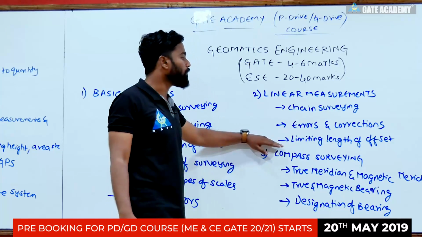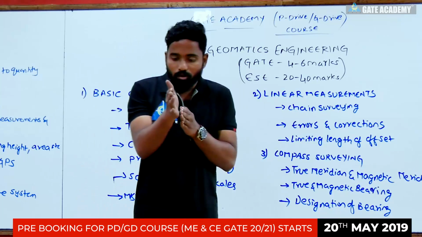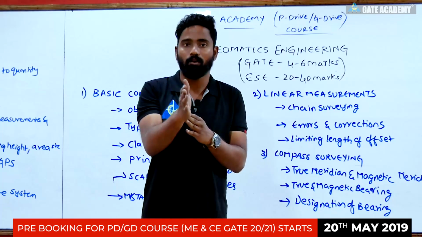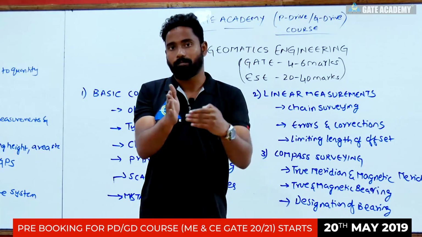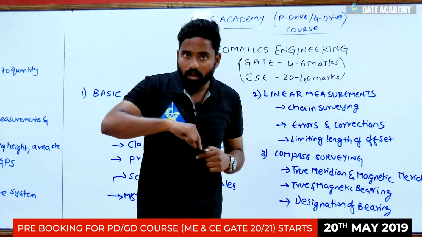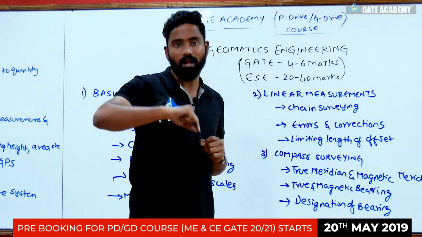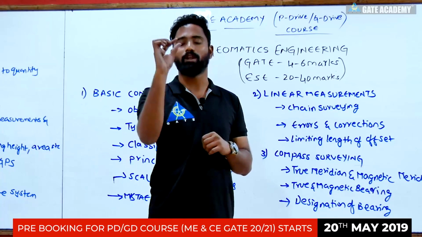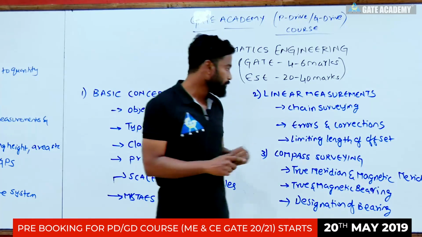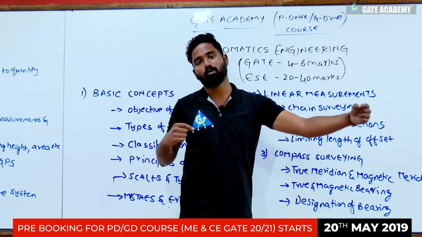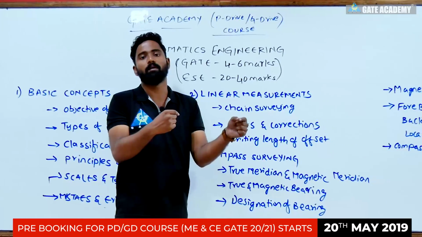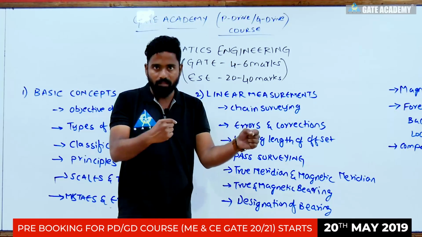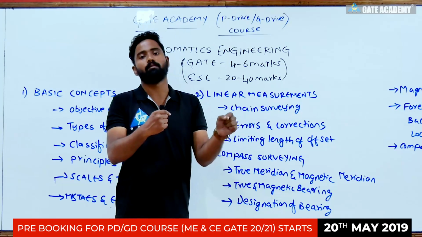Now the limiting length of offset means the length of the offset, so that the error is small. We are assuming this as plane surveying, but in actual this is geodetic surveying. So the error in the measurement is very, very less. If you take more length, error will be more. If you take lesser length, error will be very, very less. So the limiting length of offset is the length at which error is very, very less.